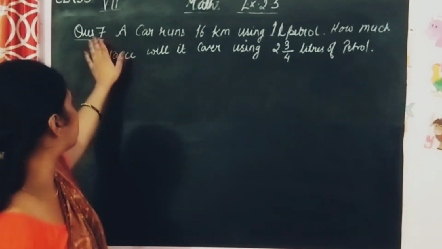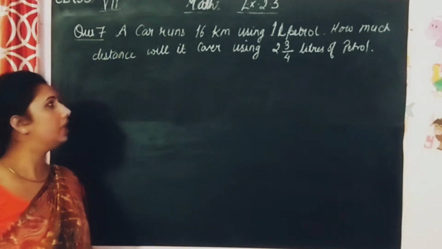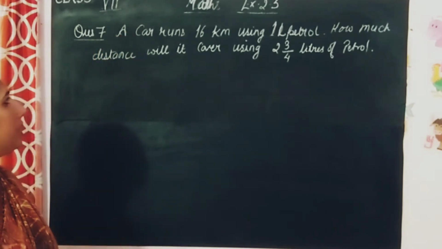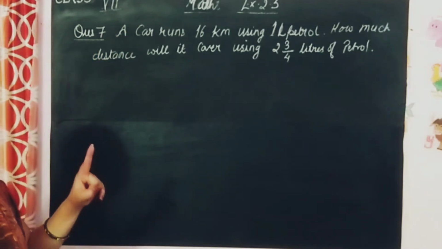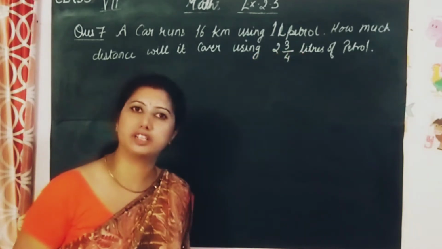Today we are going to start question number 7 for the same exercise 2.3. In this question what is asked: a car runs 16 km using 1 liter petrol. How much distance will it cover using this much liter of petrol?